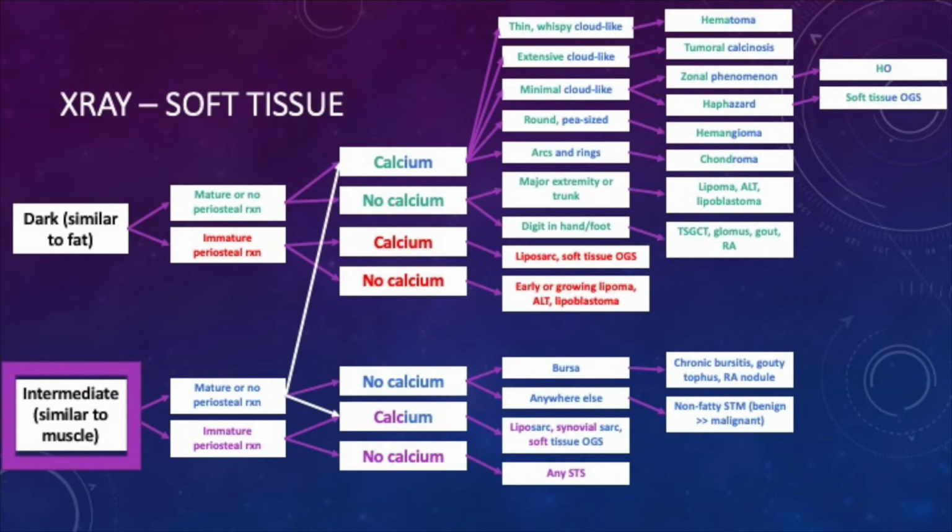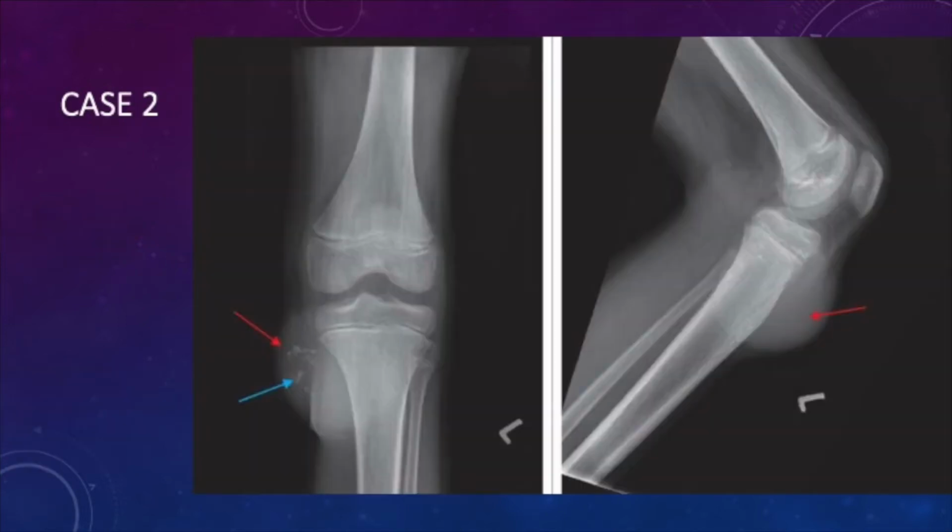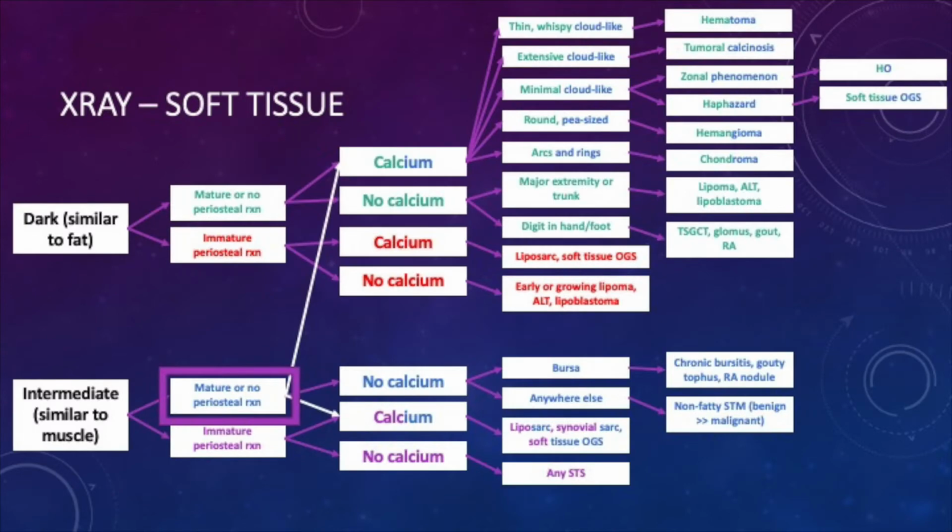So the next question we have to ask is there a mature or no periosteal reaction, or is there an immature periosteal reaction? As we again look here on both orthogonal views, there's no obvious periosteal reaction at all, suggesting either an invisible margin or no involvement of the bone. So as we get back, we now are at the mature or no periosteal reaction. The next question we ask is there calcium or no calcium? And that can shoot us even all the way back to the upper part of this particular algorithm.